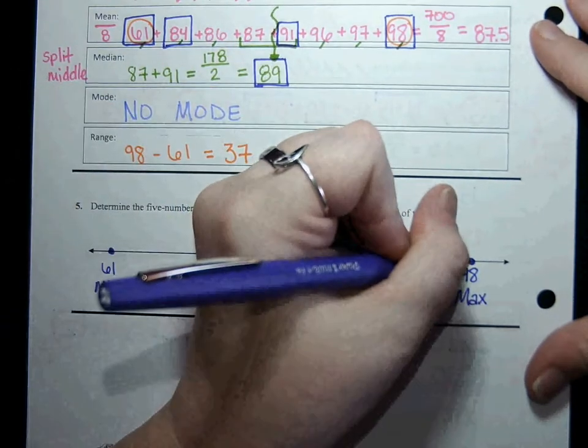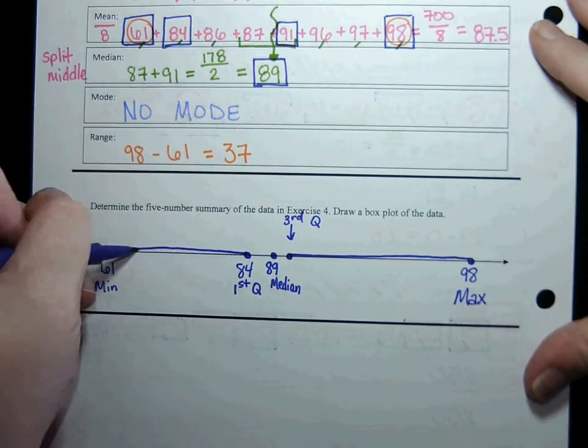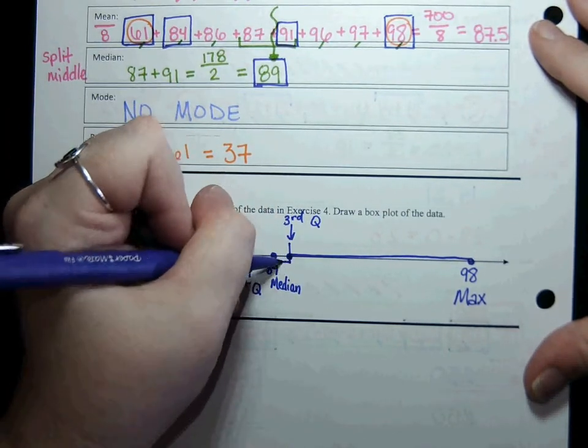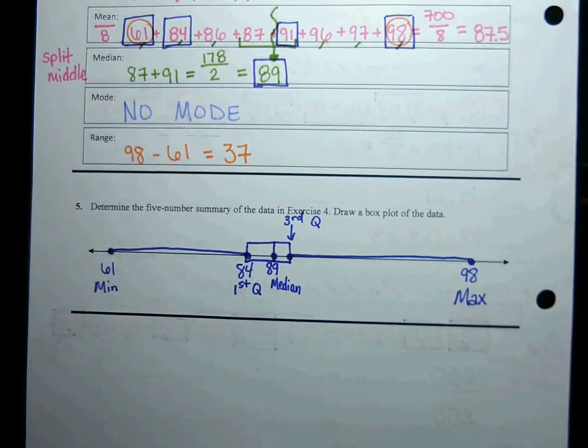You know your whiskers are on the end, and a box around your center. Thumbs up, you're good. Thumbs down, you're lost.